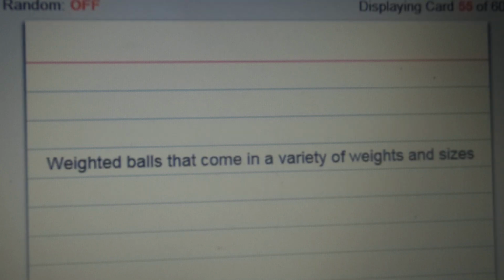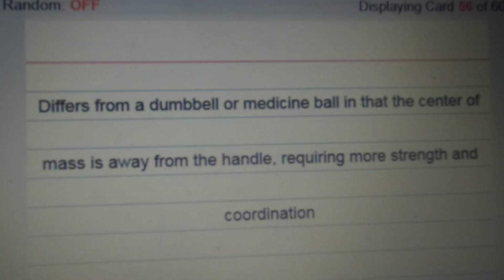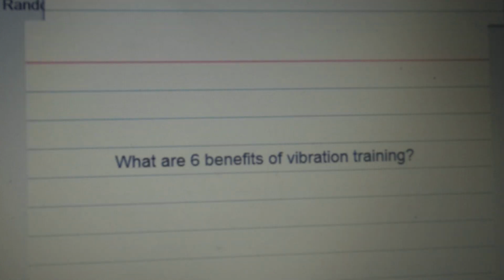Weighted balls that come in variety of weights and sizes, medicine balls. Differs from a dumbbell or medicine ball in that the center of the mass is away from the handle, requiring more strength and coordination. Kettlebells.